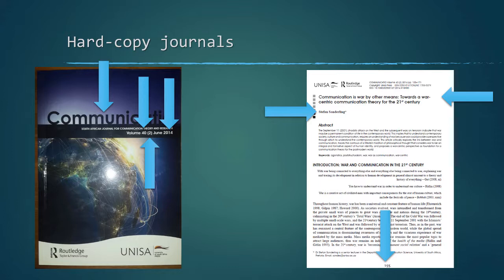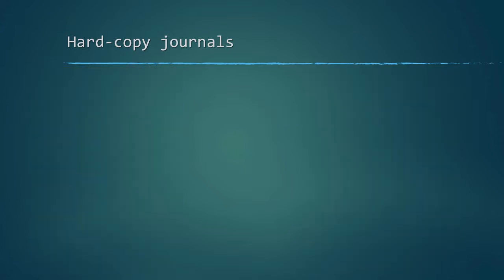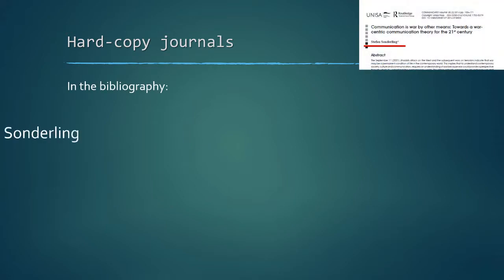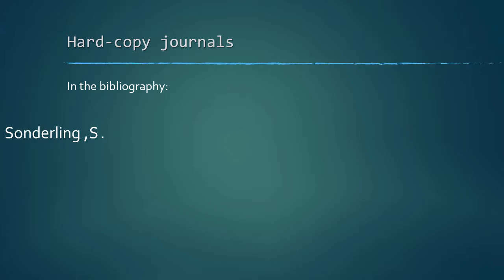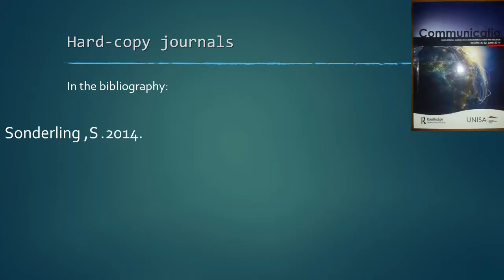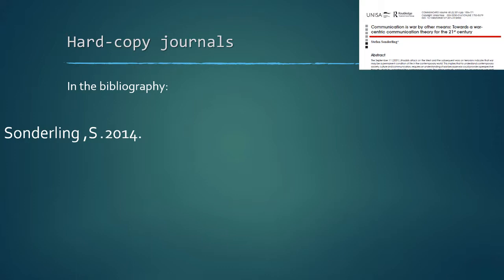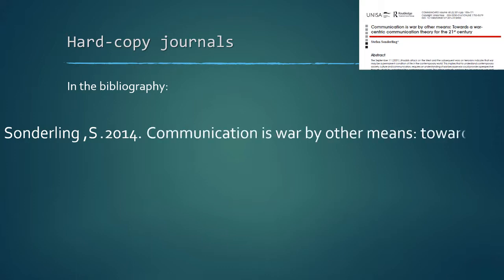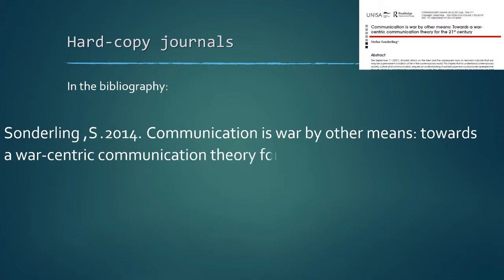Taking all of this information together, let's see how our reference will look. The reference in the bibliography will start off with the author's surname, followed by a comma, and then the author's initials, lastly a full stop, just as we're used to by now. This is followed by the year of publication, and then the title of the actual article itself. Note here, the title is not italicized, but is still in sentence case and is followed by a full stop.